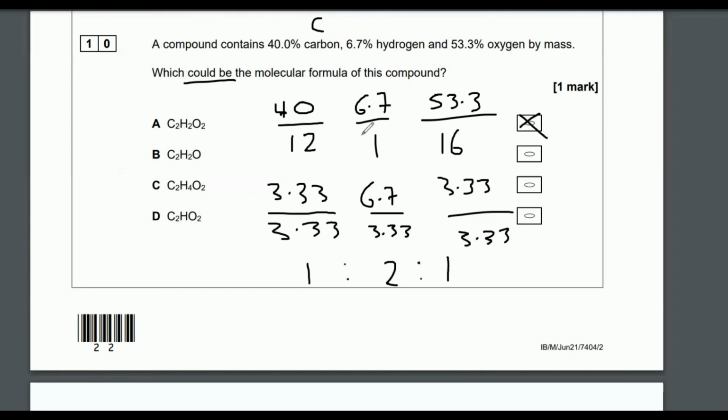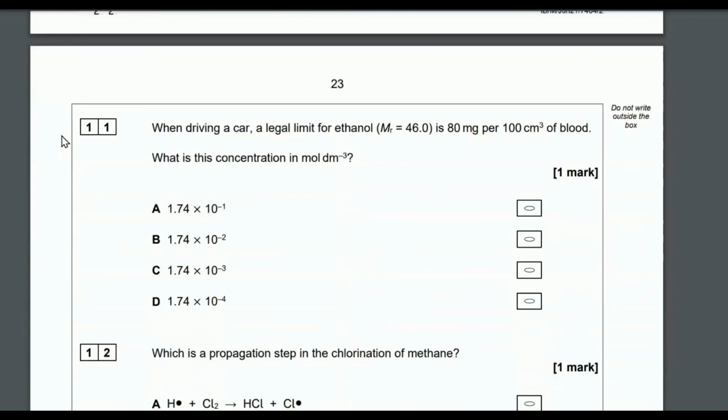Which one is a multiple of that? Well, not the first one, not that one. We can see here answer C is a multiple, isn't it? Because if you times this by 2, you get 2, 4, 2. So any multiple of our empirical formula could be the molecular formula, and that's the only one that's a multiple of the empirical formula. So there we go.